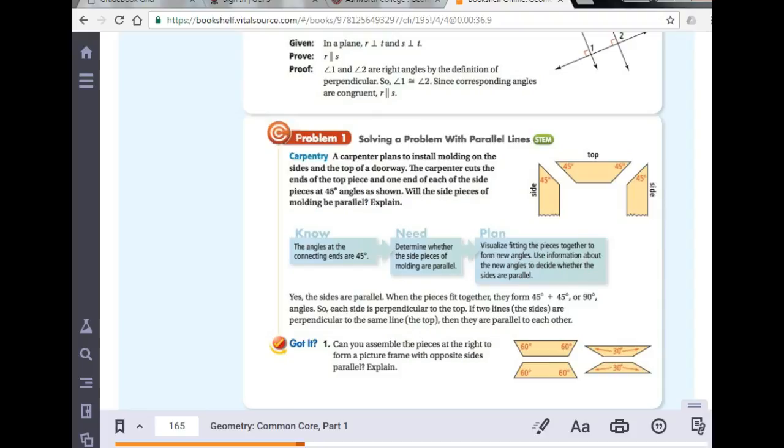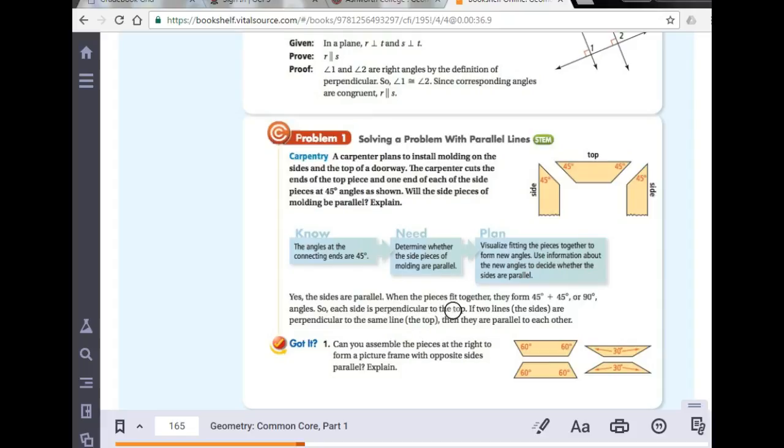Now, the answer to that, of course, they want you to know, need, and plan through here, and it tries to give you kind of hints of what to do. But the real answer is yes, the sides would be parallel, because when those pieces fit together right there, which is 45 and 45, they're going to end up making a 90-degree angle, which we call perpendicular.